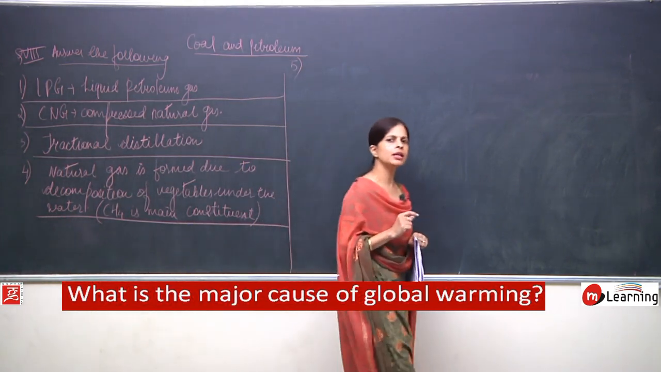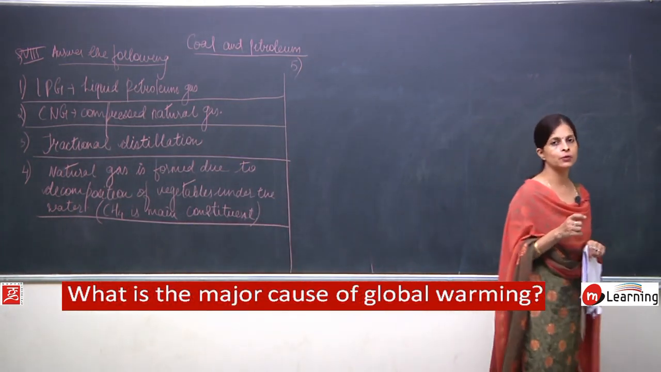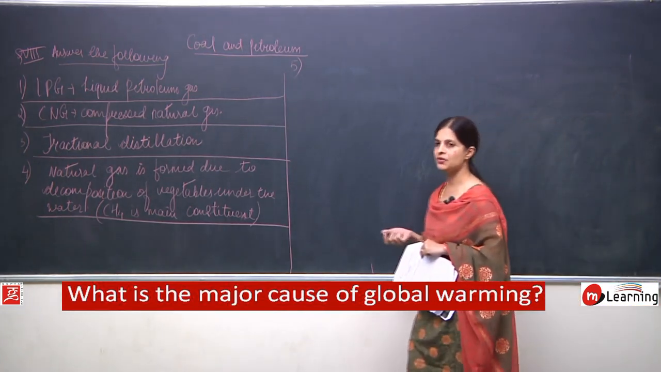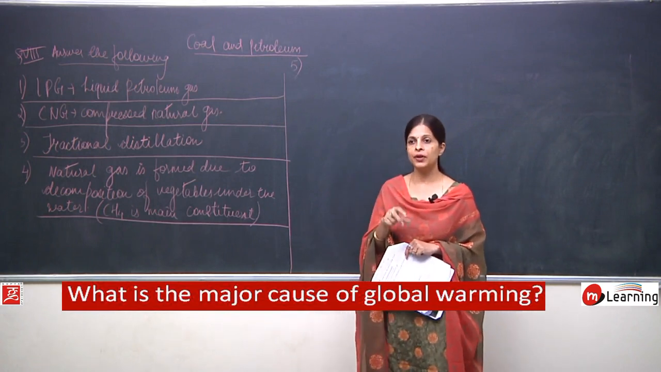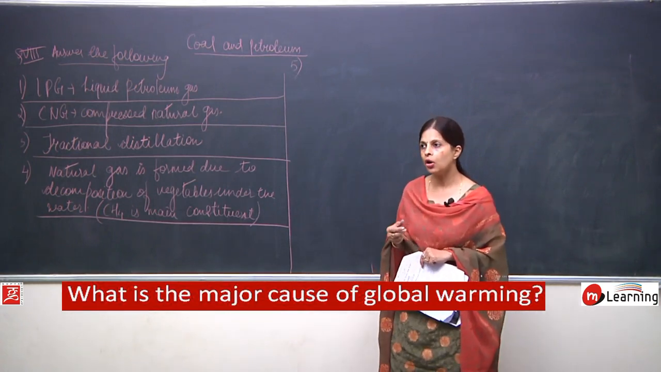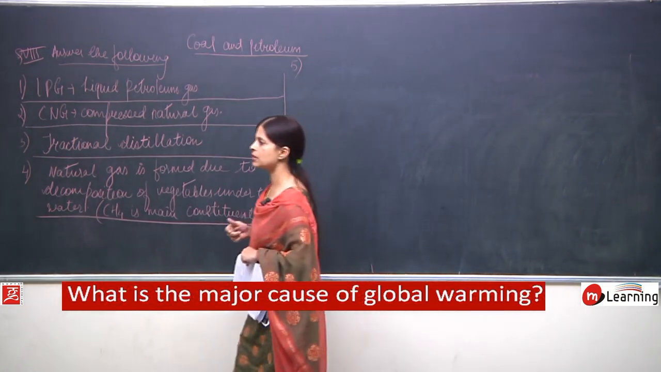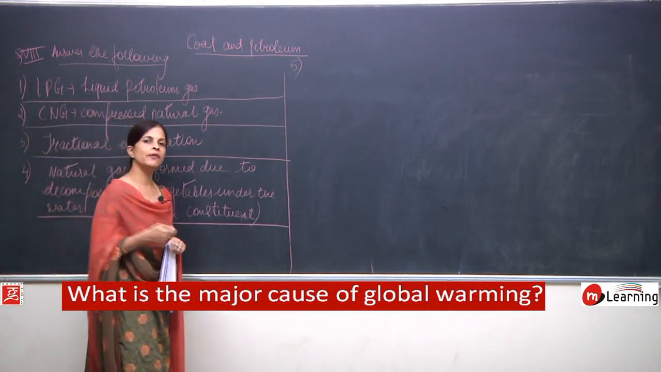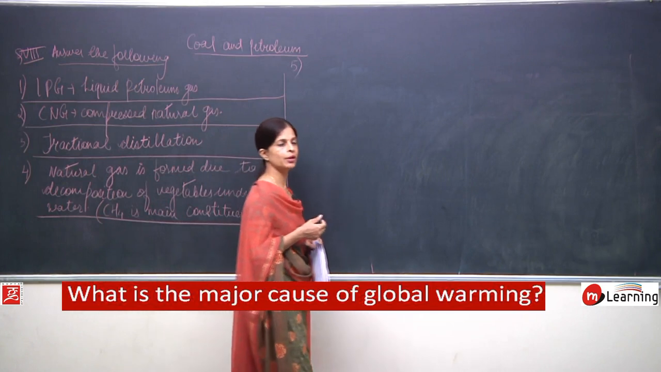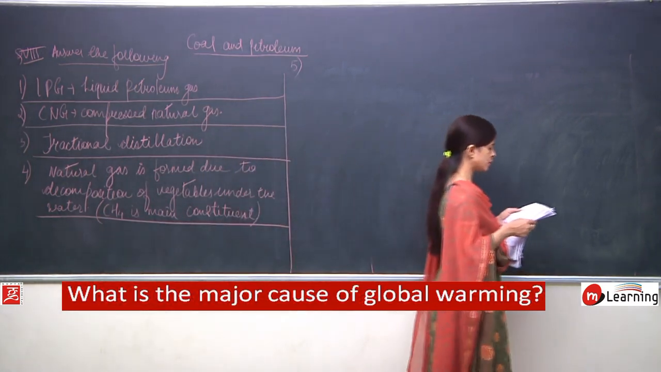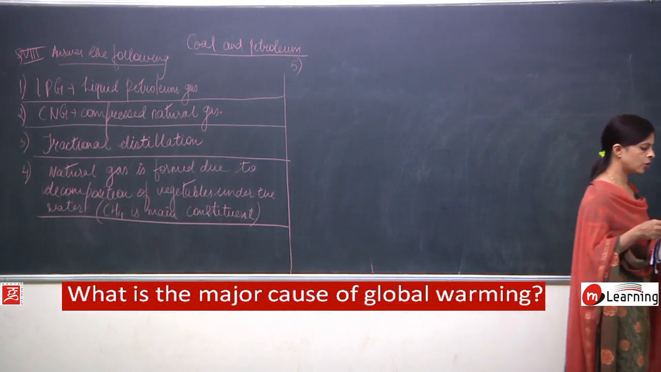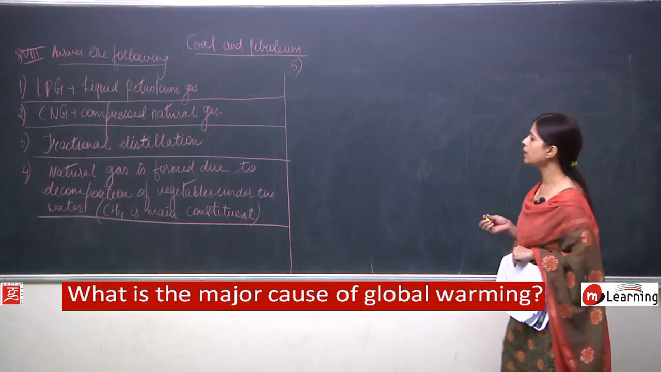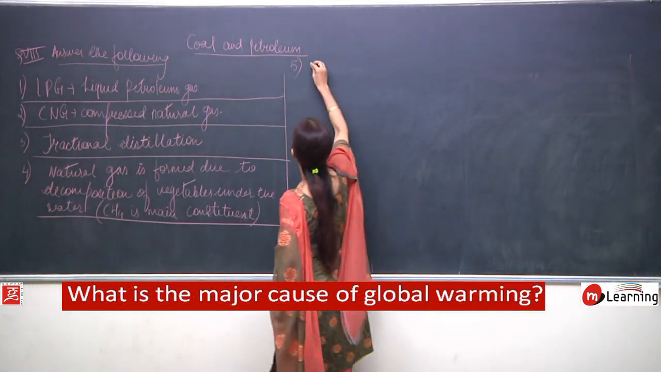See, there are many causes, like the smoke which comes out from the industries, the waste which comes out from the industries. So all these are also responsible, equally responsible. But along with that, the fossil fuels play a very big role in global warming. Okay, so what is the question? Question number 5. What is the major cause of global warming? Burning of fossil fuels. Okay.